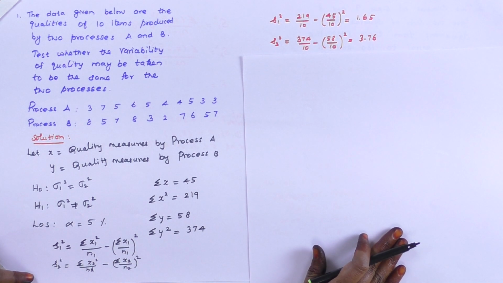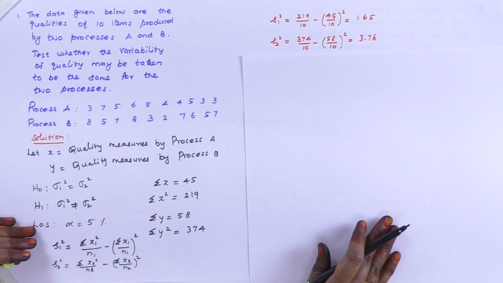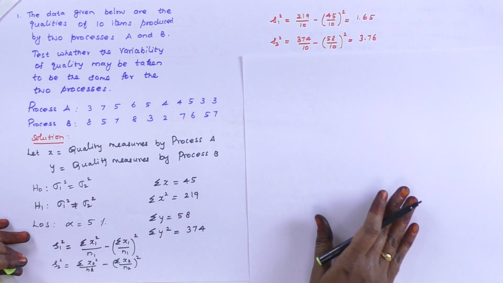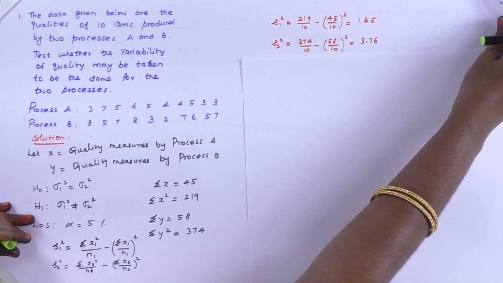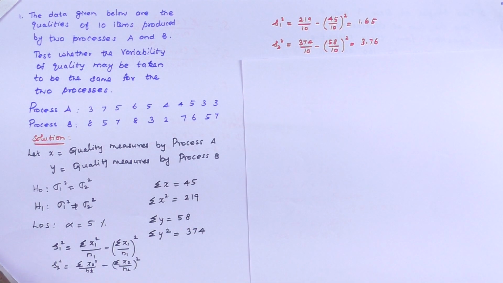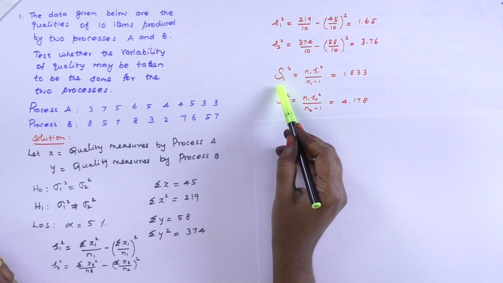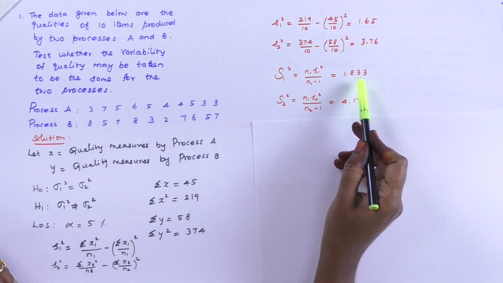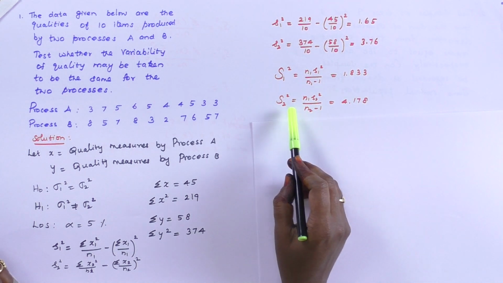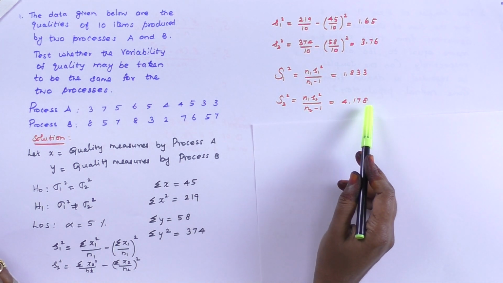Next, calculate the capital S1 square and S2 square. We know the formula: capital S1 square is equal to n1 into small s1 square divided by n1 minus 1, that is 1.833. Similarly, S2 square is 4.178.